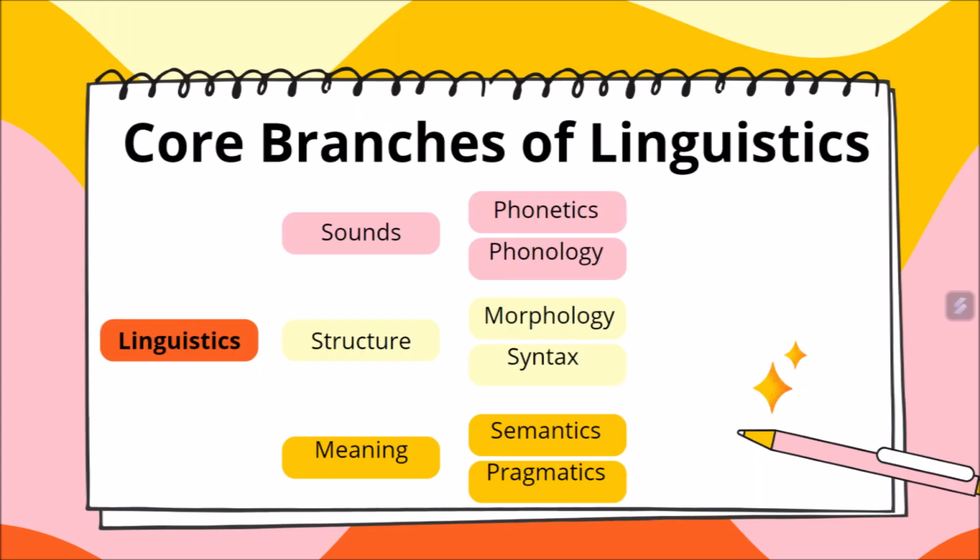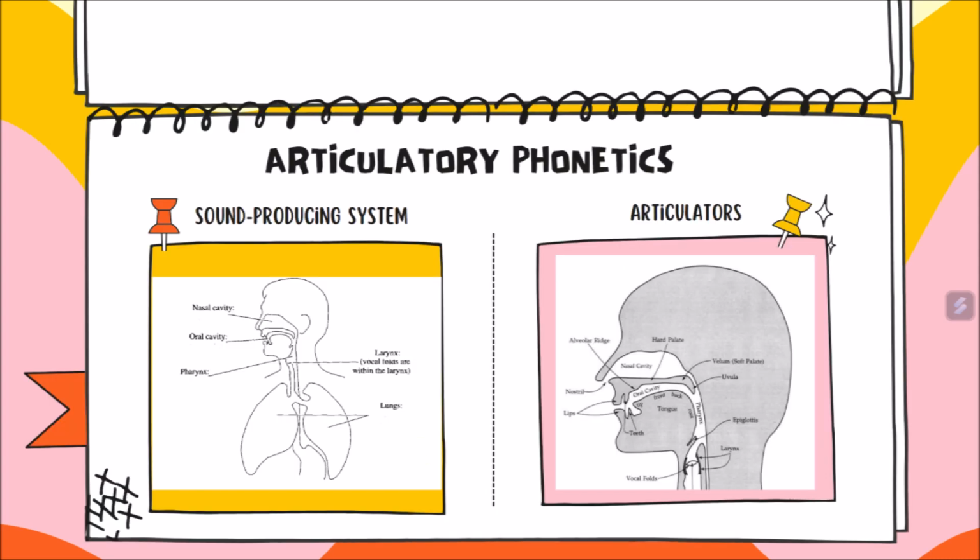In this unit, we explore the branch related to the sounds of language, phonetics and phonology. Phonetics is concerned with the sounds in general produced in human languages, and it's divided in 3 types: articulatory, acoustic, and auditory phonetics, the production, transmission, and perception of sounds respectively.